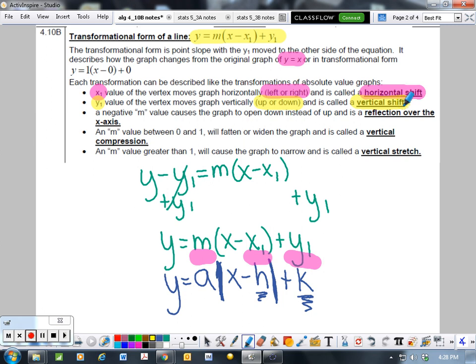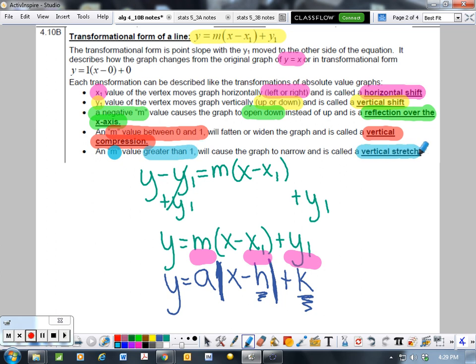If m is negative, then the graph is going to open down. Not really open down, but it's going to slope down instead of sloping up. And that's going to be a reflection over the x-axis. And then we also have an m value between 0 and 1, which will be a vertical compression. An m value that is greater than 1 will cause the graph to narrow or steepen, which is a vertical stretch.